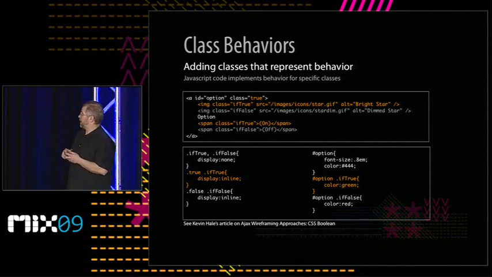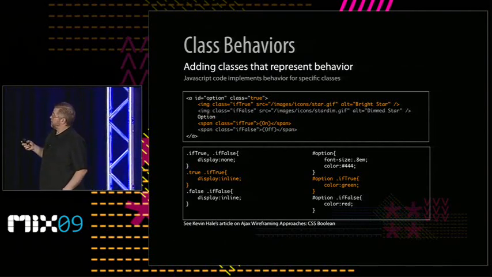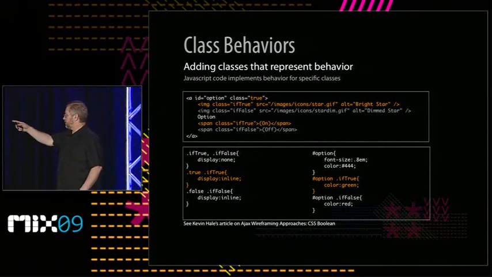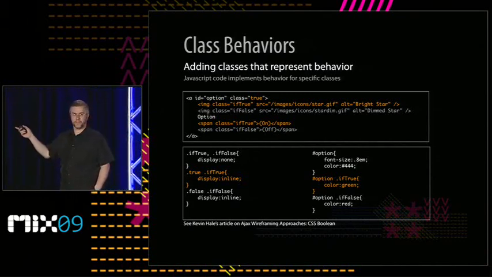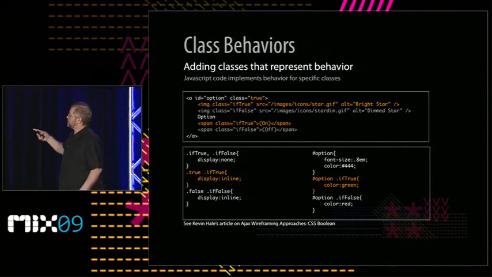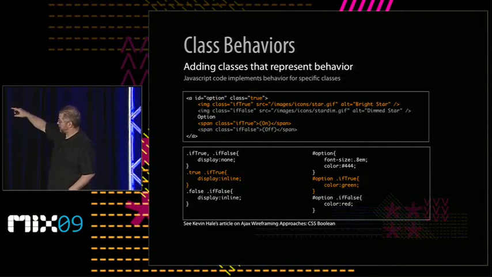In this example here, Kevin Hale has a couple of great articles on prototyping with Ajax that I'd really highly recommend. It's also in my resources section. He discussed one called the CSS Boolean approach. What I've got is a bright star and a dim star, and I've got the words on or off. So the star can either be bright with the word on, or it can be dim with the word off beside it, right? And the word options in the middle of it, the actual text.